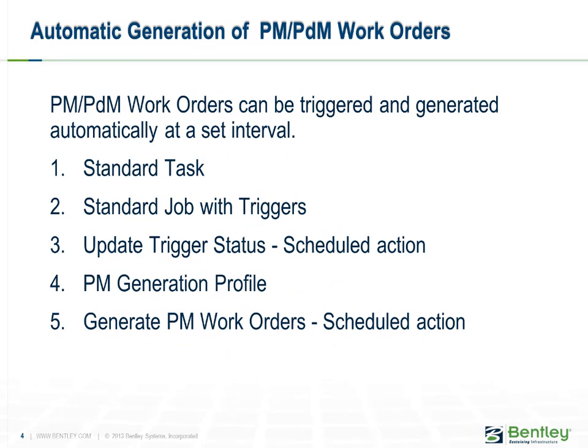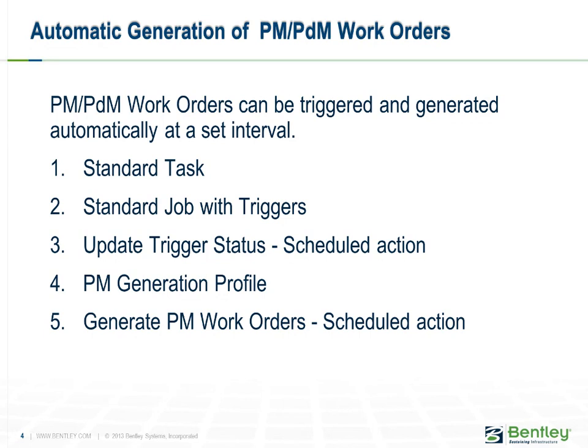Standard task with planning information. This provides the work order details. Standard job with set triggers. This determines how often and under what rules a work order is generated. Scheduled action to update the trigger status, which is a background action which updates the triggering status on all standard jobs at a set frequency.